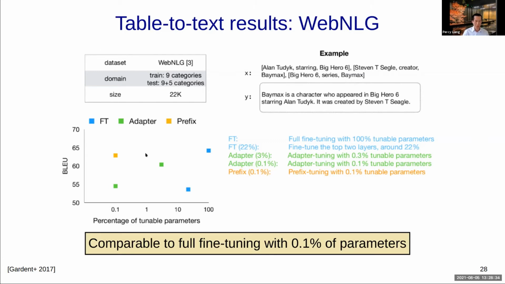You're only losing a little bit for only storing, or tuning rather, 0.1% of the parameters. I should say that you still have to maintain the parameters of the whole language model. So this isn't exactly distillation.